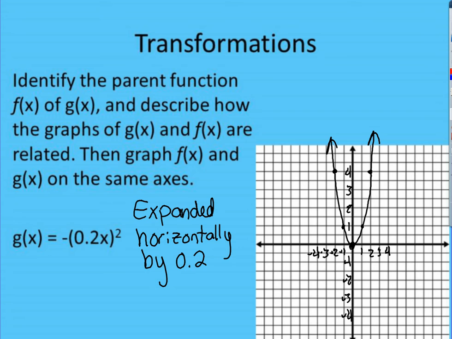We also have a negative sign out front. The negative sign is out in front of the entire function, not just the x. So that means we are reflecting it across the x-axis.